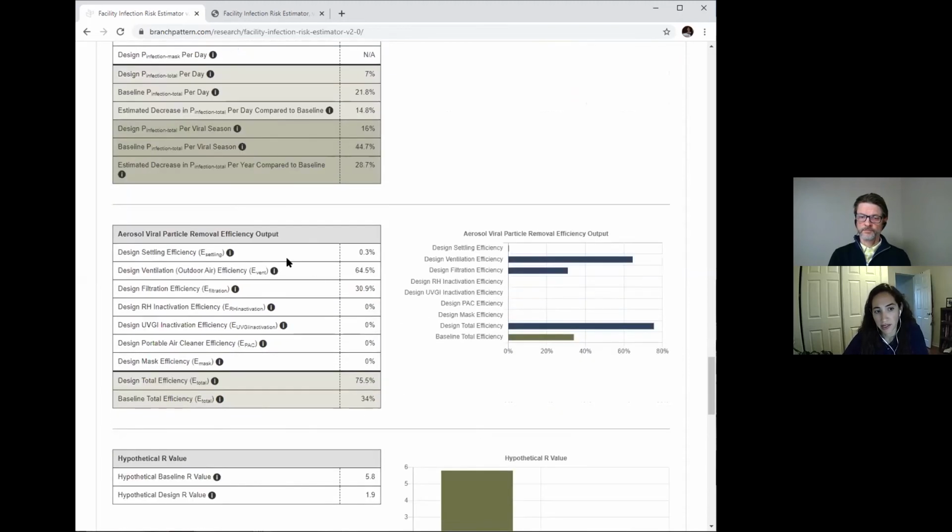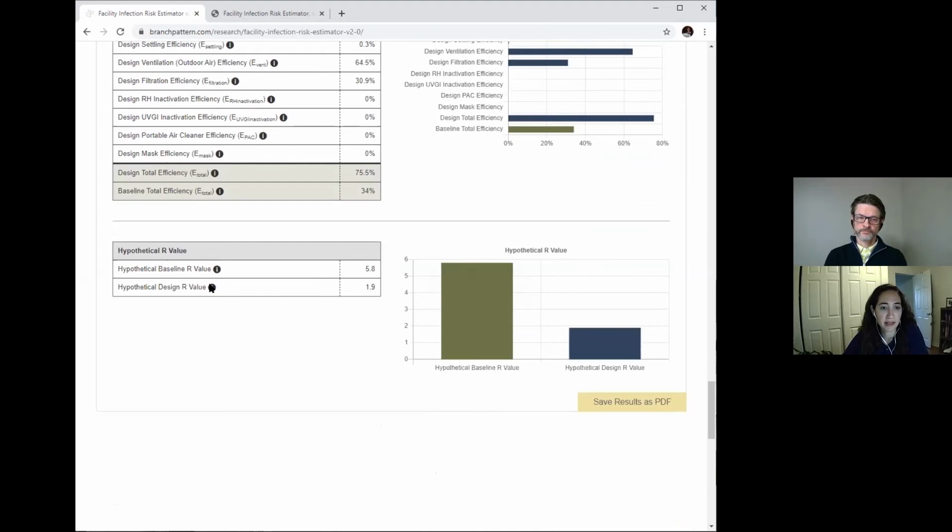Our next table here is removal efficiencies, and I focus on the totals here, which is showing you that the removal efficiency of the virus 15 minutes after the incident of expulsion is 75.5% with our design and only 34% with the baseline. And you'll see that obviously the relative humidity inactivation is nothing because we didn't change that between the design and the baseline. We only changed ventilation and filtration.